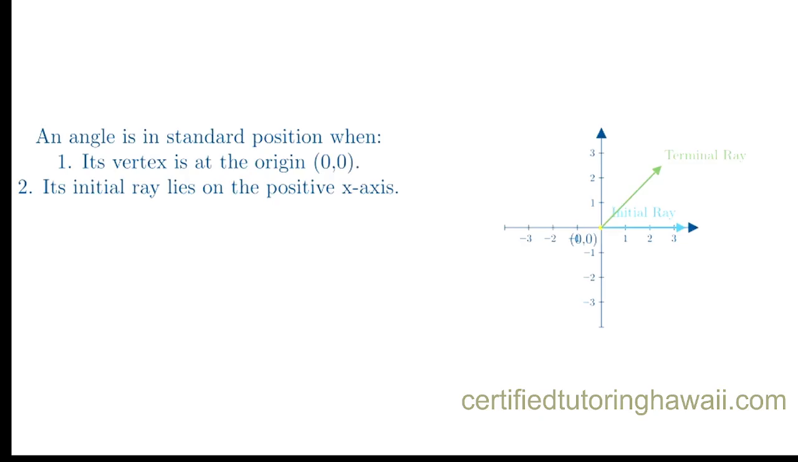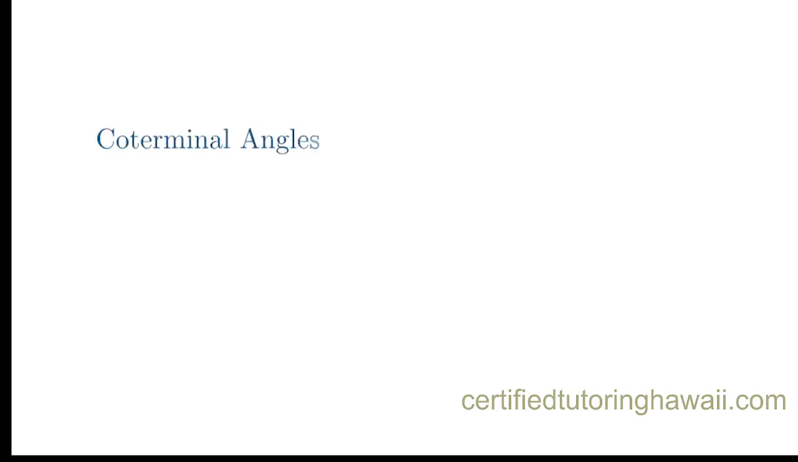Positive angles are measured by rotating counterclockwise from the initial ray. Imagine rotating counterclockwise. That movement defines a positive angle. Conversely, negative angles are measured by rotating clockwise from the initial ray. So, a clockwise rotation gives us a negative angle. An angle can have many different measures while still ending up in the same spot.